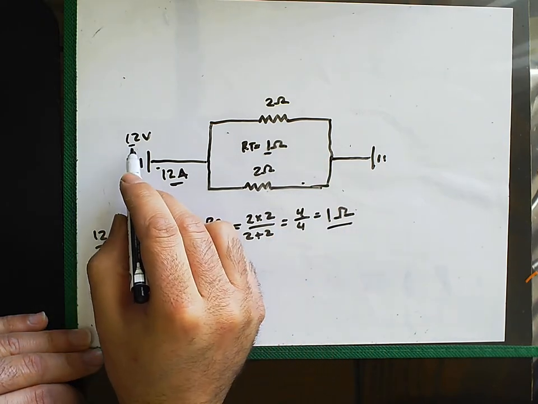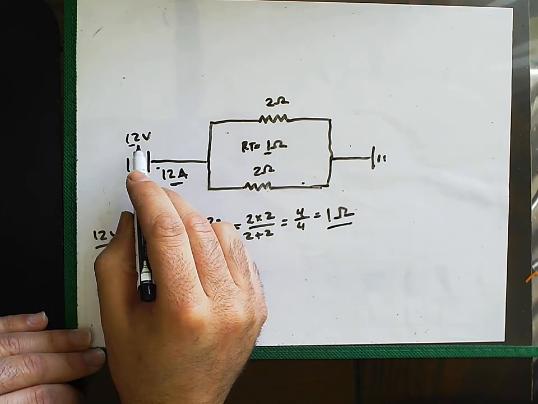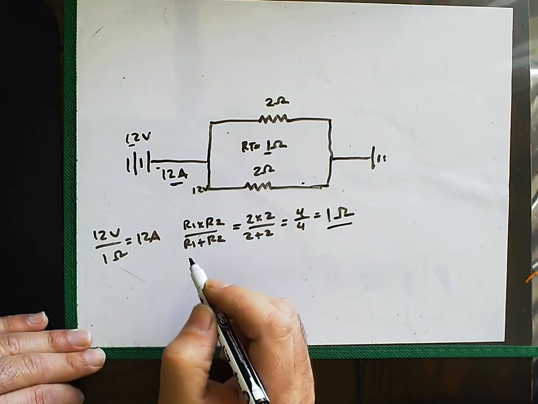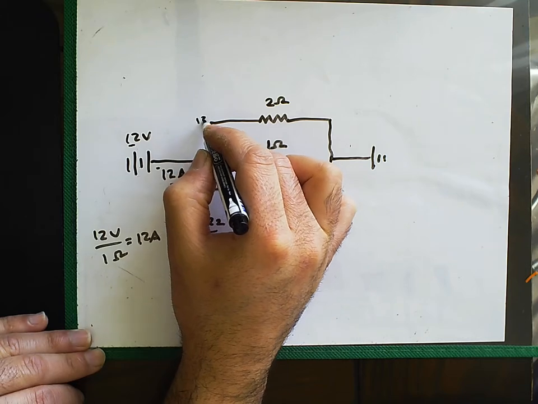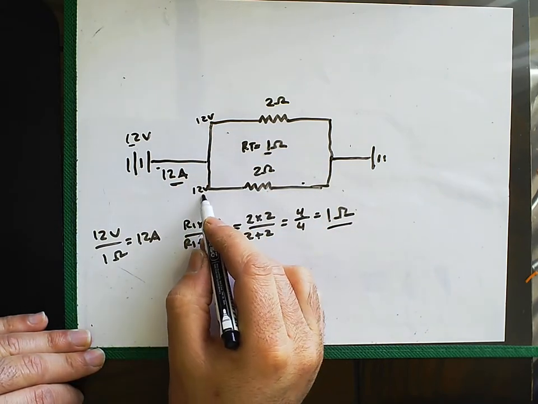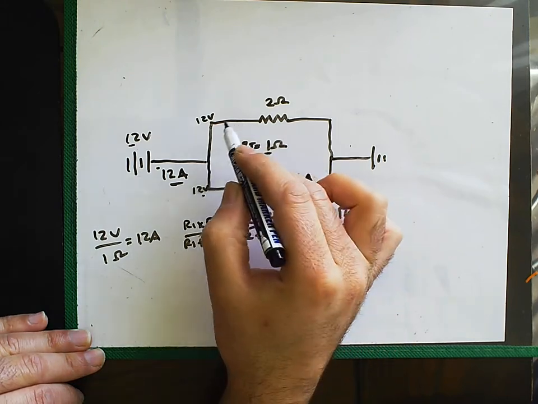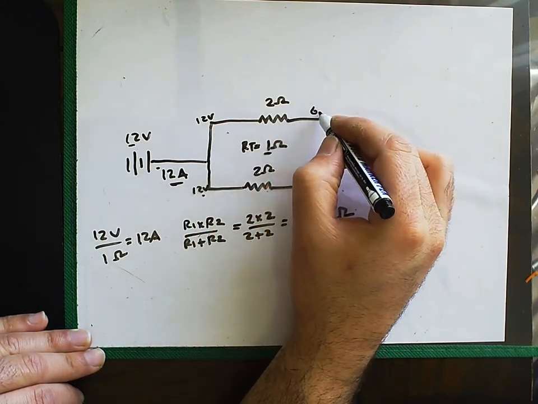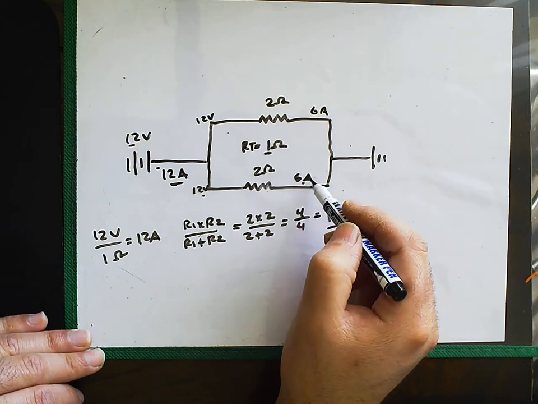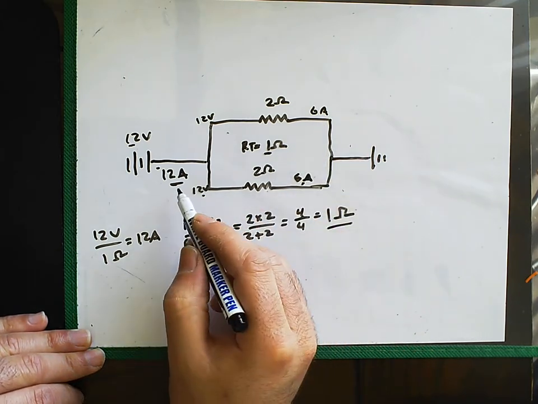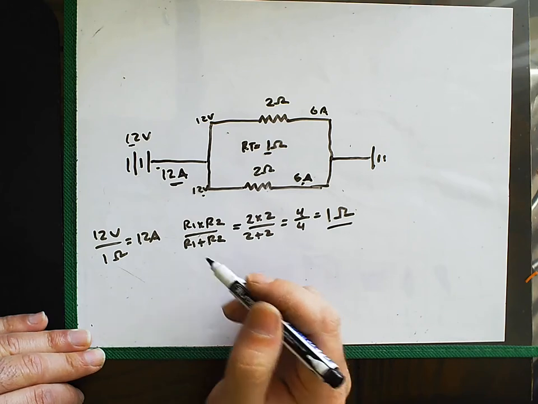But what I do know is that in a parallel circuit, the available voltage to each branch will be the same. So there's 12 volts here, and I also have 12 volts here. If I divide 12 volts by 2 ohms, I get 6 amps. And if I divide 12 volts by 2 ohms, I get 6 amps. So if I add this plus this, I get my total amperage.